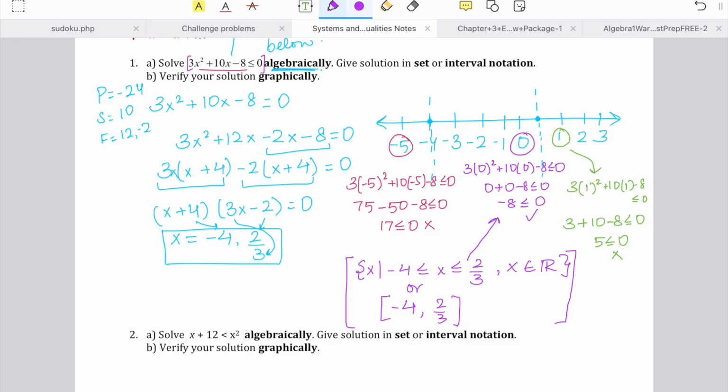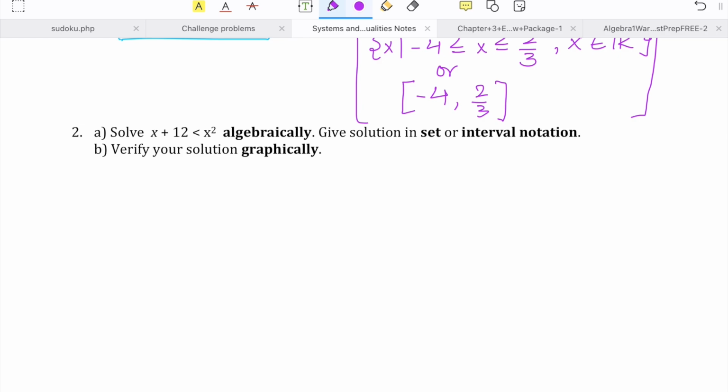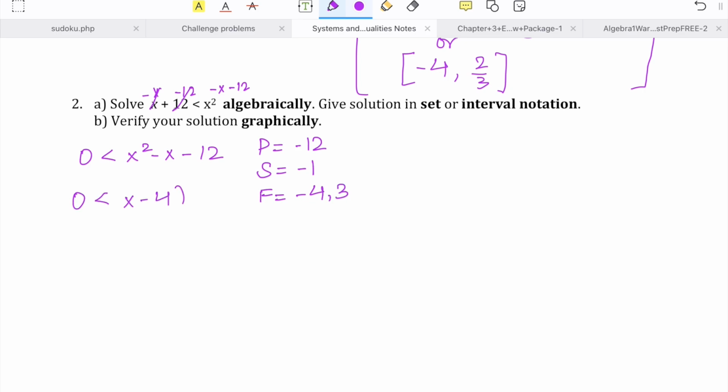Let's do the next one. Solve using algebra. This is given to you. Now this is not on one side of the inequality, so I'll have to move everything to the other side. Subtract x, subtract 12 on both sides. You get 0 less than x squared minus x minus 12. So I need product -12, sum -1. Factors will be -4 and 3. So it'll be (x minus 4) times (x plus 3).